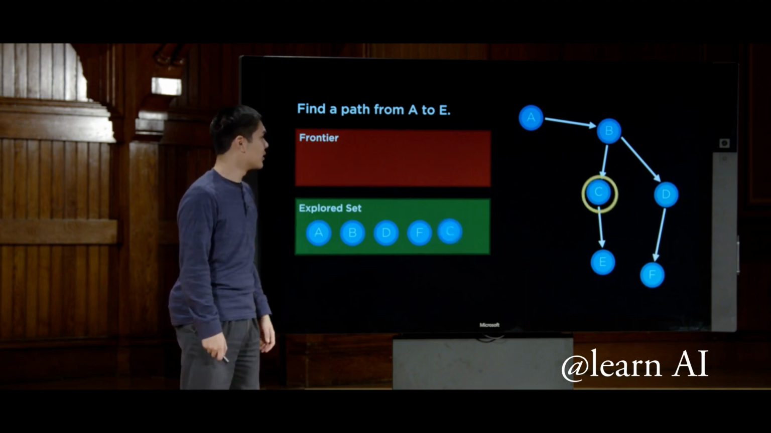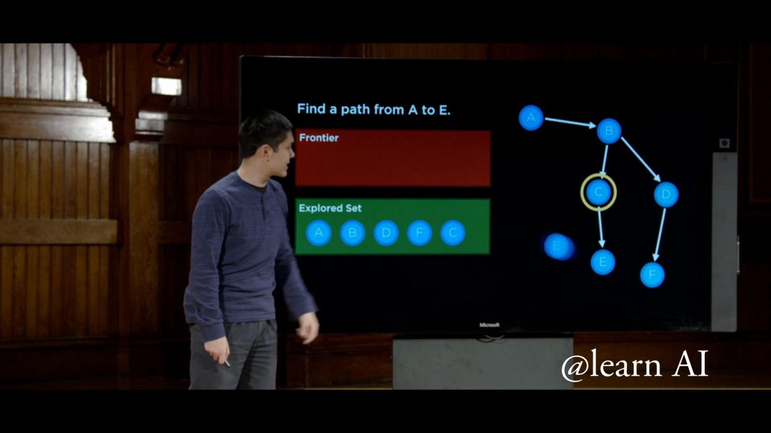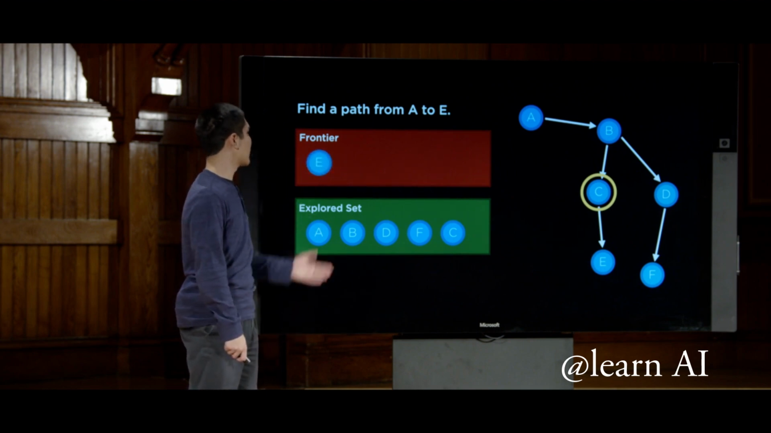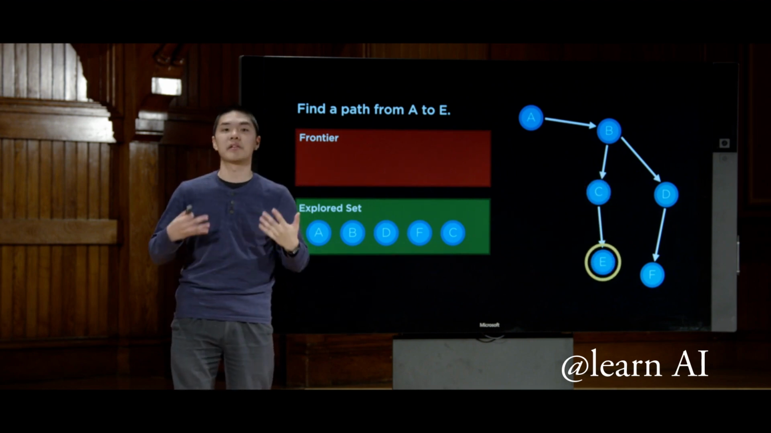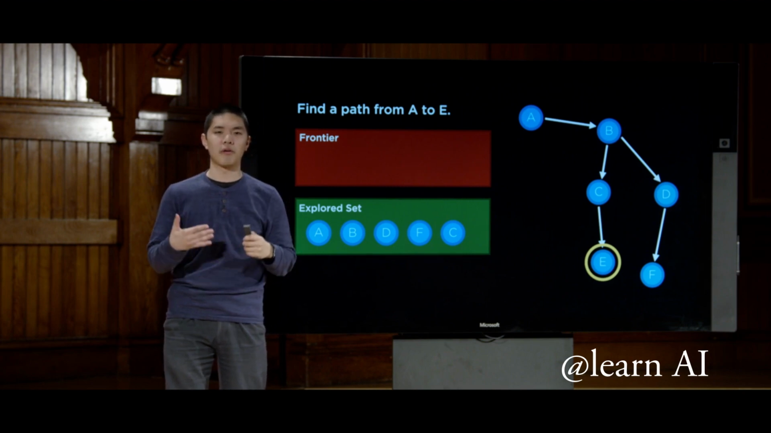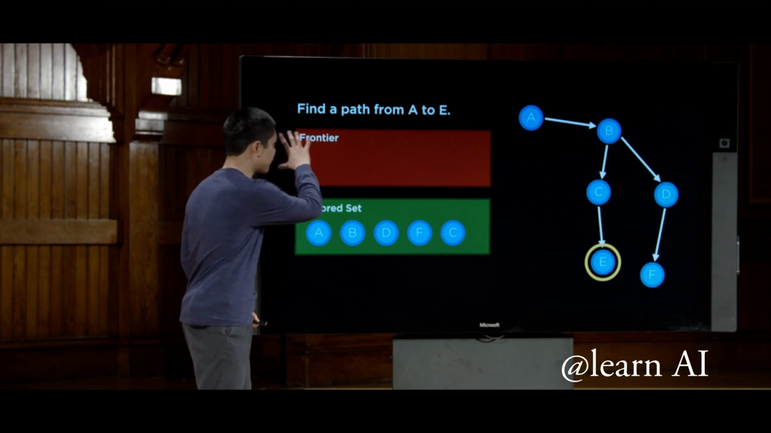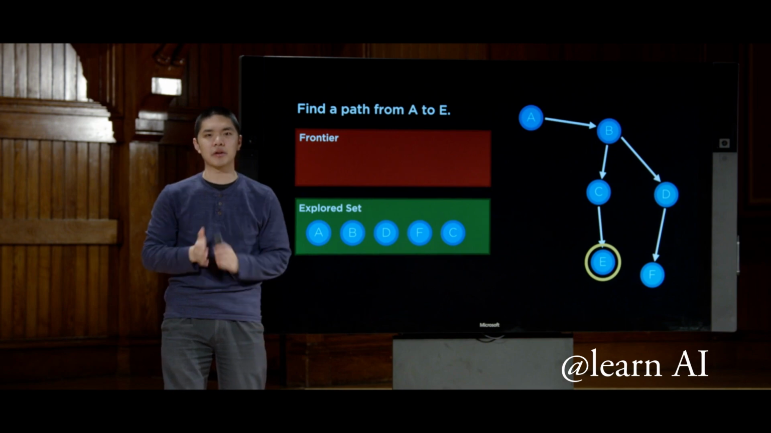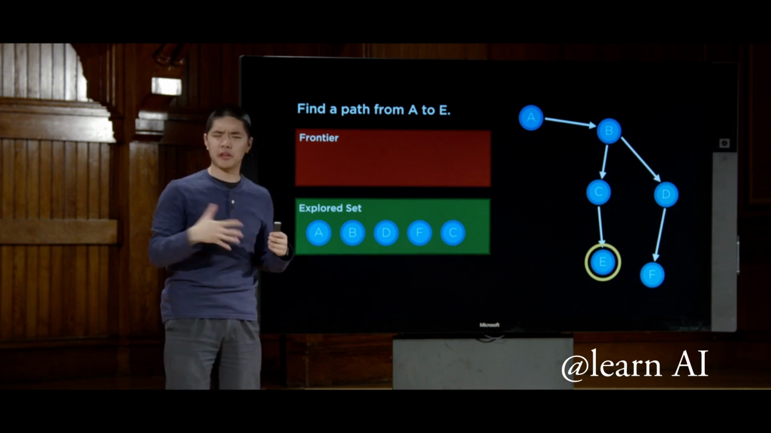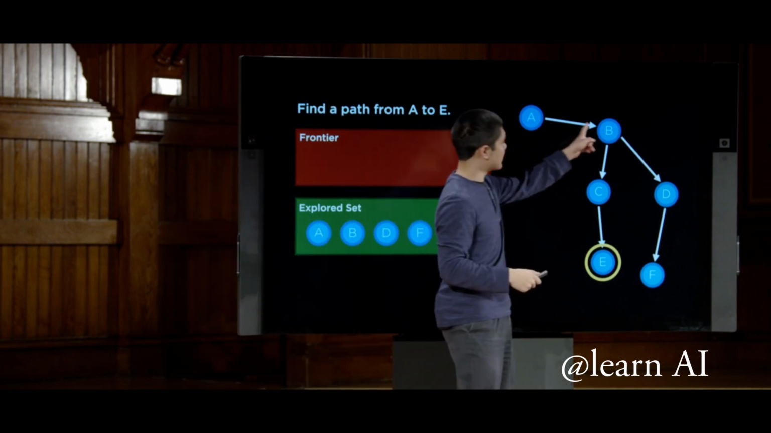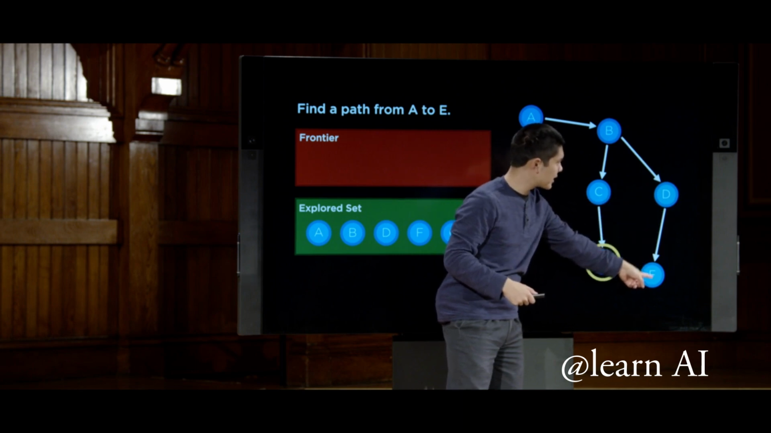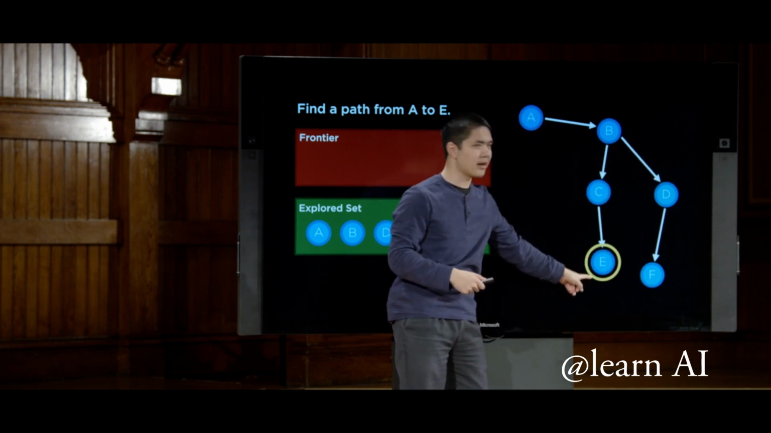We'll explore that, from which we can see, all right, from C we can get to E. So E goes into the frontier. And then we say, all right, let's look at E. And E is now the solution. And now we've solved the problem. So when we treat the frontier like a stack, a last in, first out data structure, that's the result we get. We go from A to B to D to F. And then we sort of backed up and went down to C and then E.